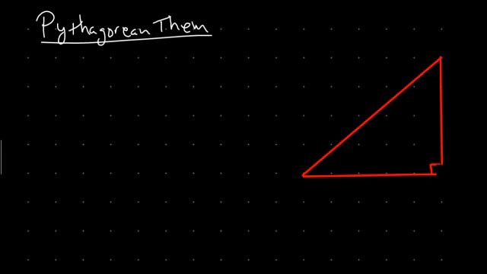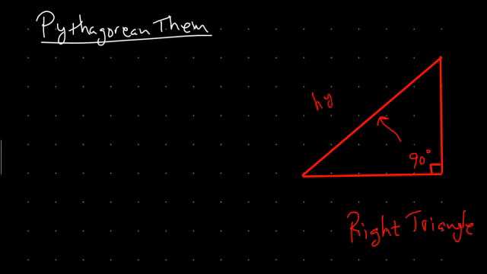Okay, there's my triangle. That's a right triangle, and what that means, that little square down there, we should all know that this angle is 90 degrees, and to represent that we put a little square down there typically. That's called a right triangle. Over here, opposite of the 90-degree angle, is called the hypotenuse. The other two sides are called legs.